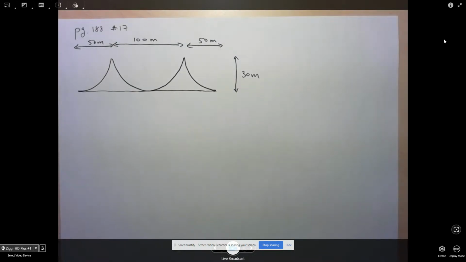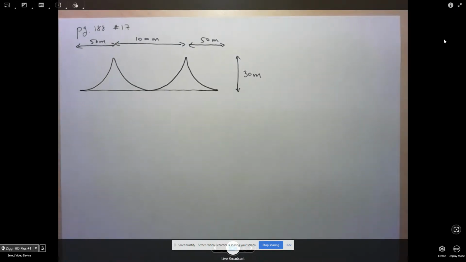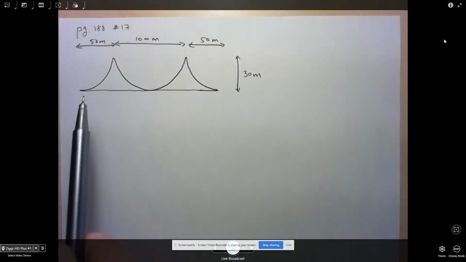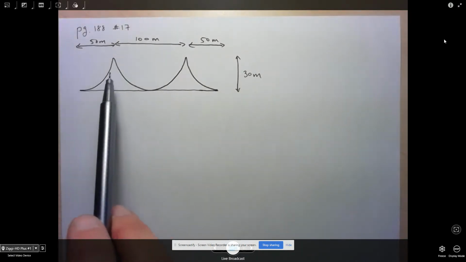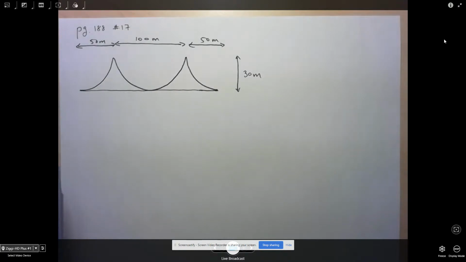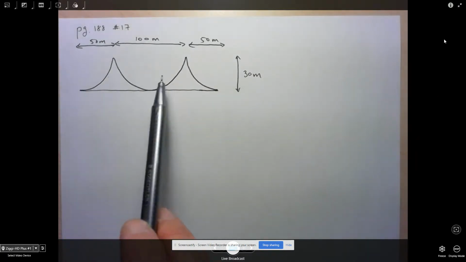Hi, folks. We're going to take a look at number 17 from page 188. So they give us a diagram for a bridge. Okay, and the cables are made up of parabolas, and they're asking us to find equations for these three parabolas.